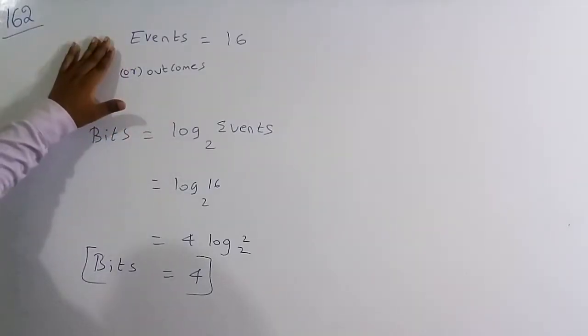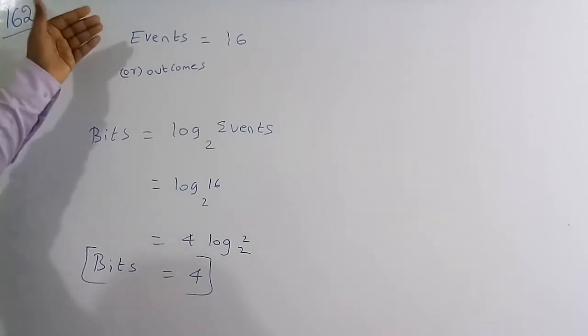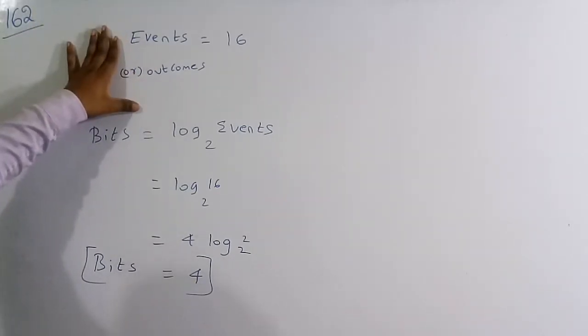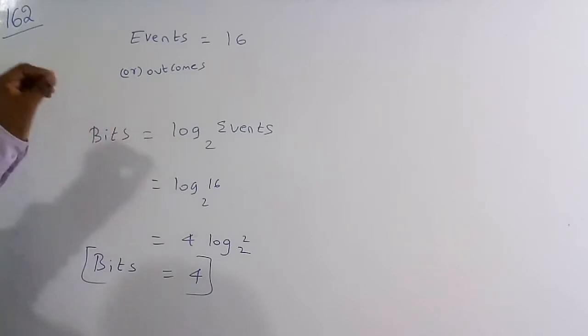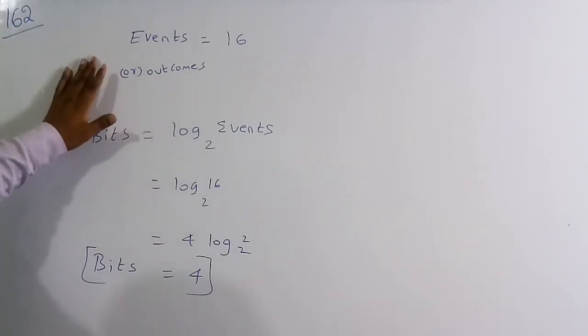So in this question basically they have given the total number of events is 16. So we can say the number of events means the number of outcomes also. So based on this we have to find the number of bits. So how many bits? Because of these bits we are going to get the 16 events.